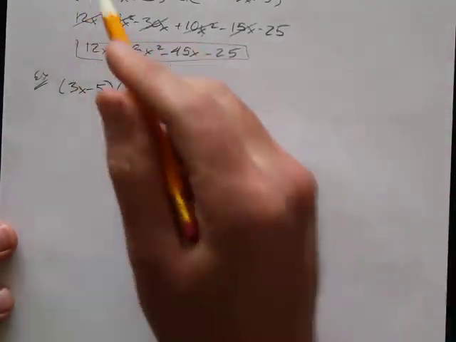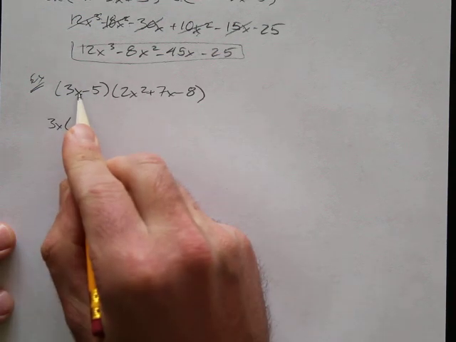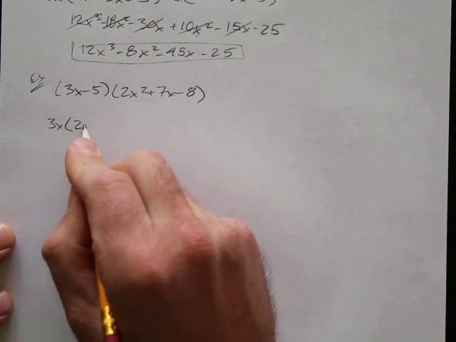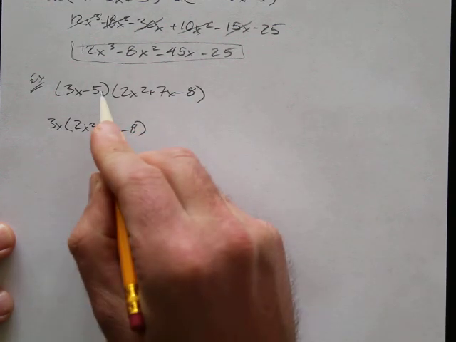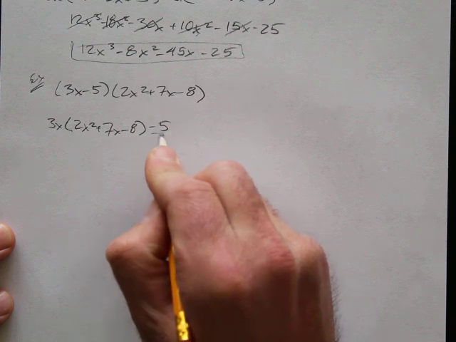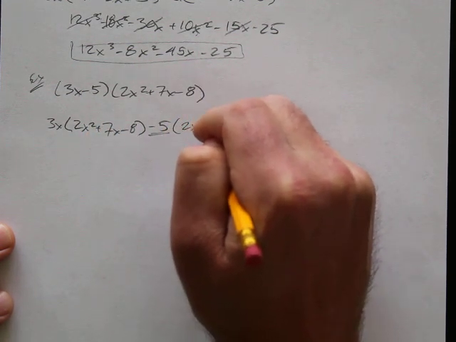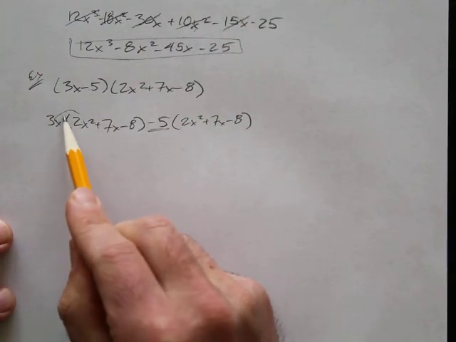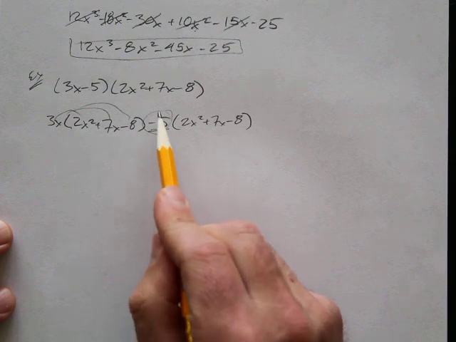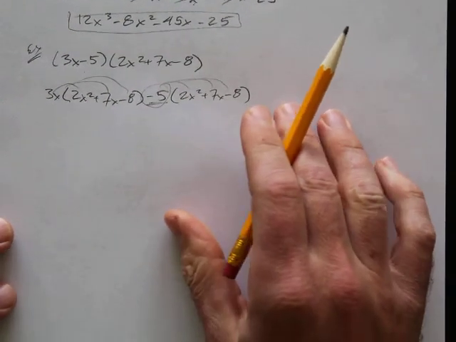So this is the same idea as the one we just did, so I'm going to say 3x times all of these things, 2x squared plus 7x minus 8, minus 5, notice I have a minus 5 this time, times 2x squared plus 7x minus 8. So this 3x gets distributed. This negative 5 gets distributed. Pay attention to that negative.